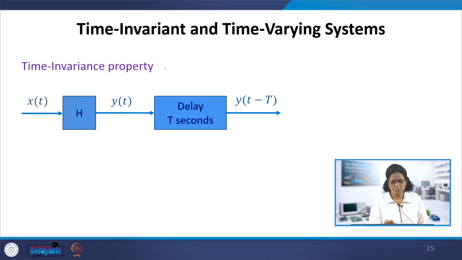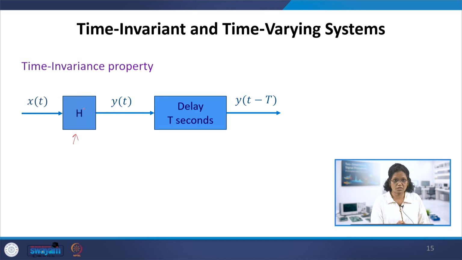Now we take the time invariant and time varying property. So linearity can be tested, and the response of that linear system has been found. Now the question is, what is a time invariant system, or what is a time varying system? How is the property defined here? Suppose we have a system.